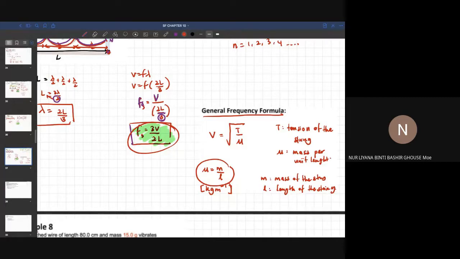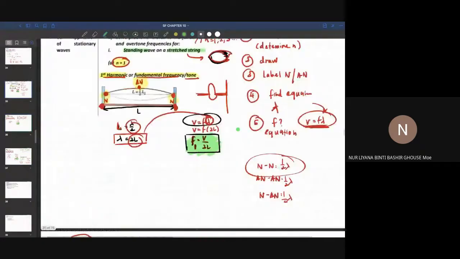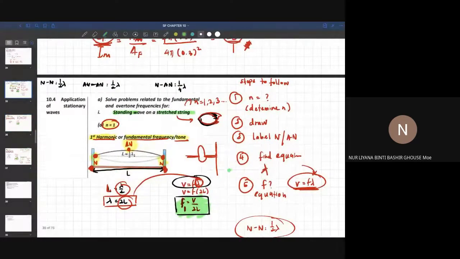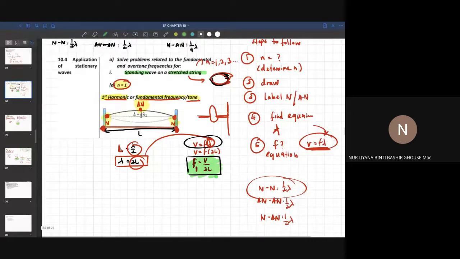So Miss introduce you to another formula untuk kita mencari V, untuk kita cari speed. Speed of the wave, selain guna V equals to F lambda, we can also use V equals to square root T over mu. T is the tension of the string. Contoh you ada gitar string yang you plug, akan berlaku standing wave on the string.